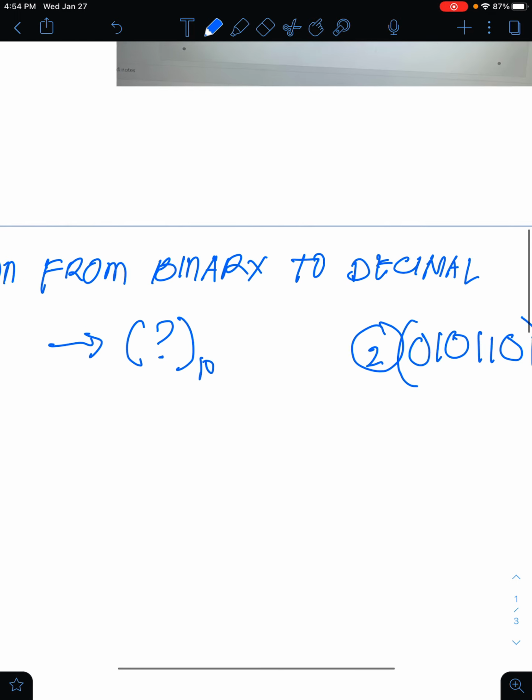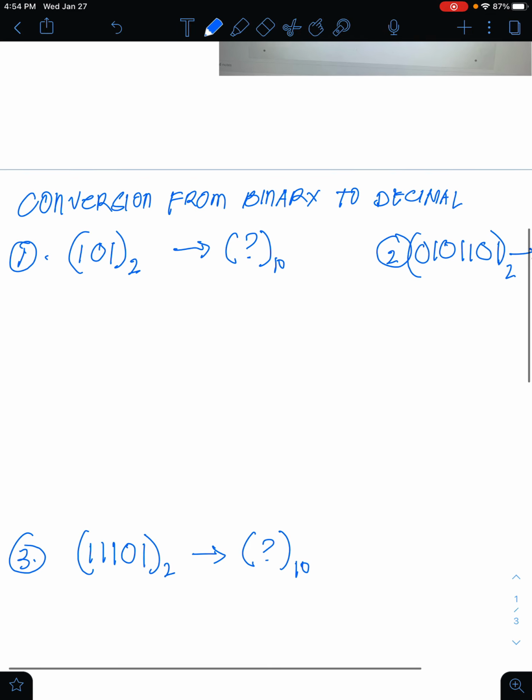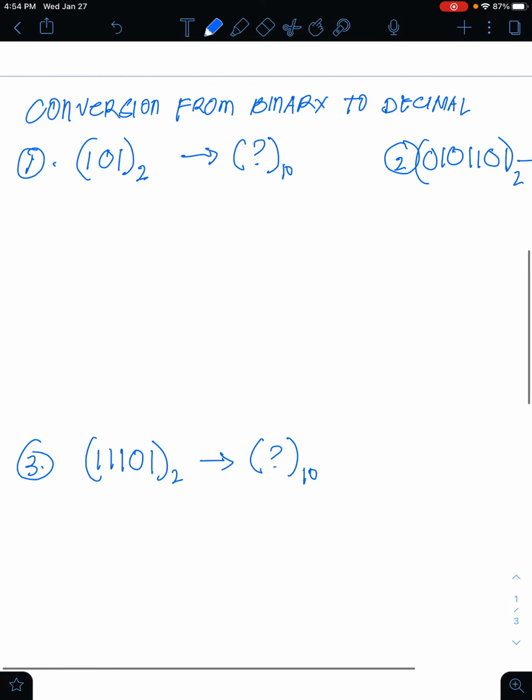Okay, now we will be talking in this video about the conversion from binary to decimal only. The other number system conversions we will be having in a separate video. So let's say, for example, 101 base 2 is to be converted to decimal, which is base 10. Remember that ones and zeros are binaries, right? So 101 here is a binary, and you can also see that the base is 2.